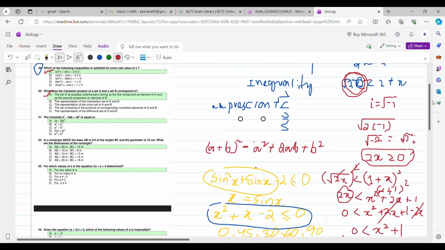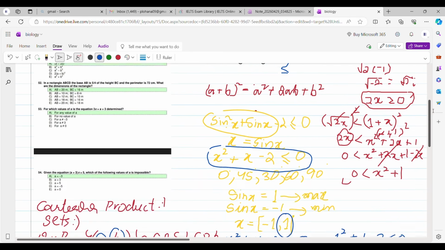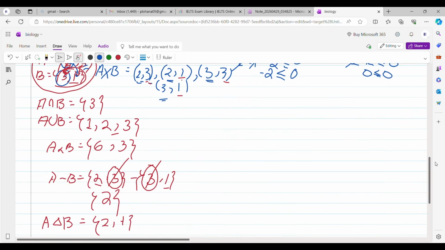Now, the 51st question is: the trinomial a square minus 4ab plus 4b square is equal to. Basically, this is a very interesting question. I already mentioned in the very beginning of this session that you might have come across all these formulas. You might not, but you have already come across them. And it is not difficult at all. I'm just trying to explain the trinomial. I've just read the question and now I'm going to write it very soon.